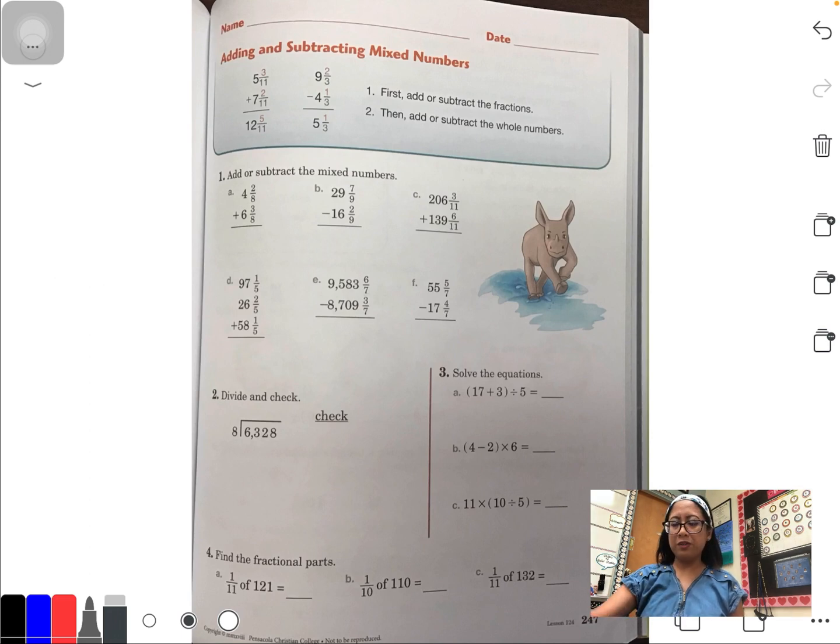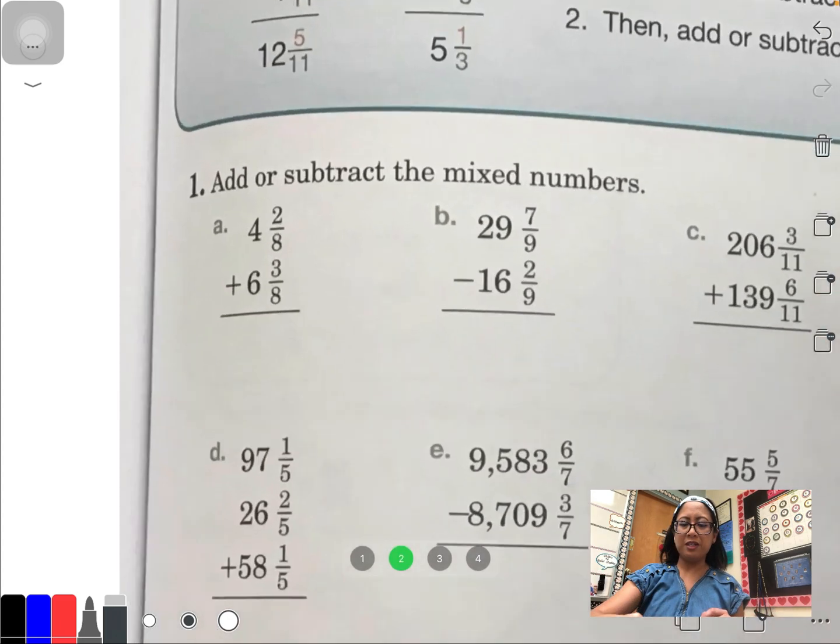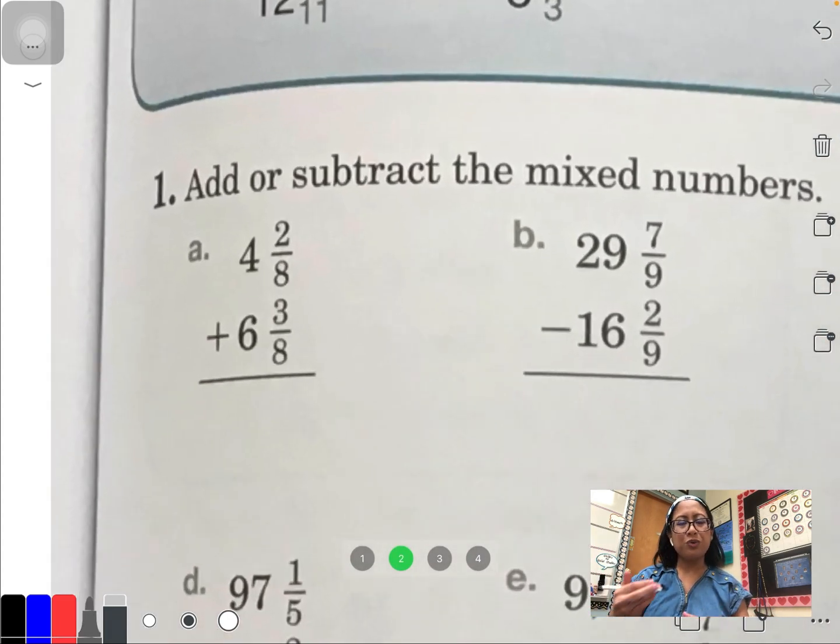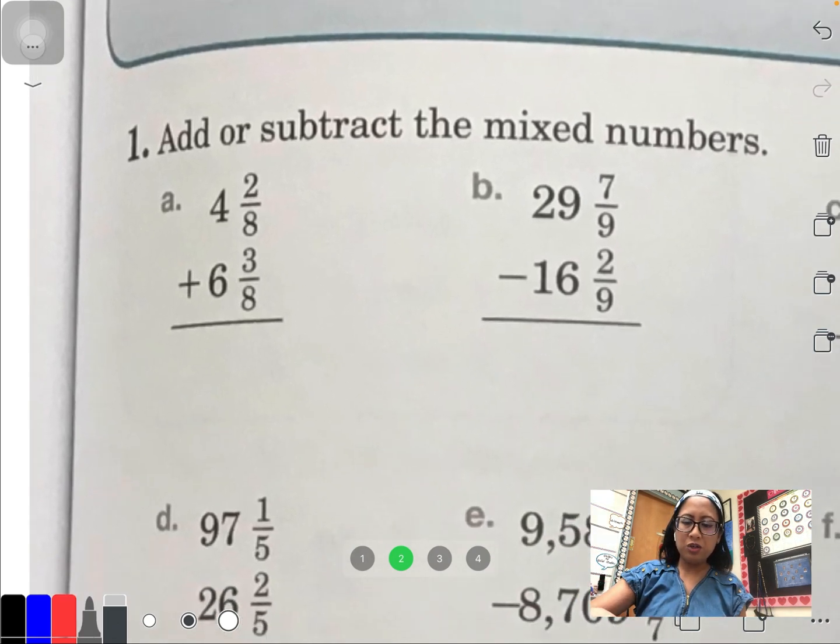Let's do number 1. I don't know if this looks familiar to you or if you've tried this in 2nd grade, because I know in 2nd grade you added and subtracted fractions, but here it's a little different because they added the whole number. So now these are mixed numbers. Remember, mixed numbers are fractions and a whole number just standing next to each other. That's a mixed number. So taking a look at number 1, the first thing you'll do is the fractions, okay?